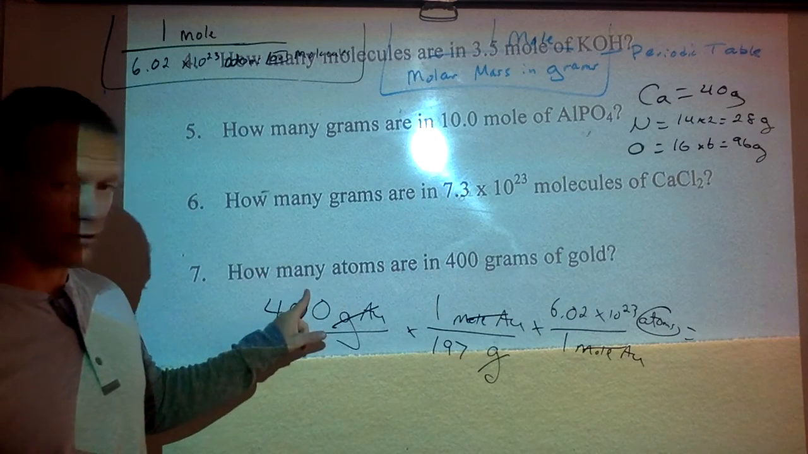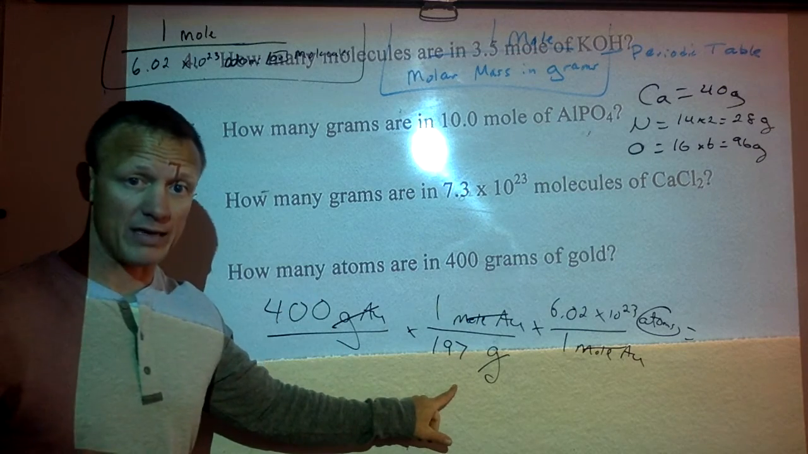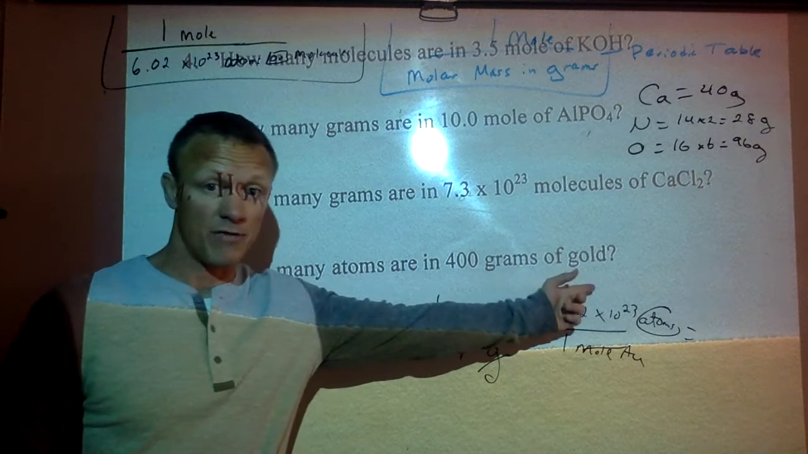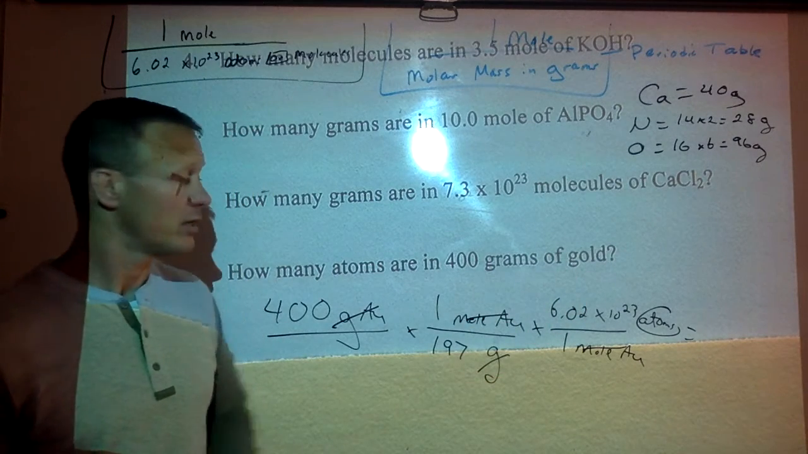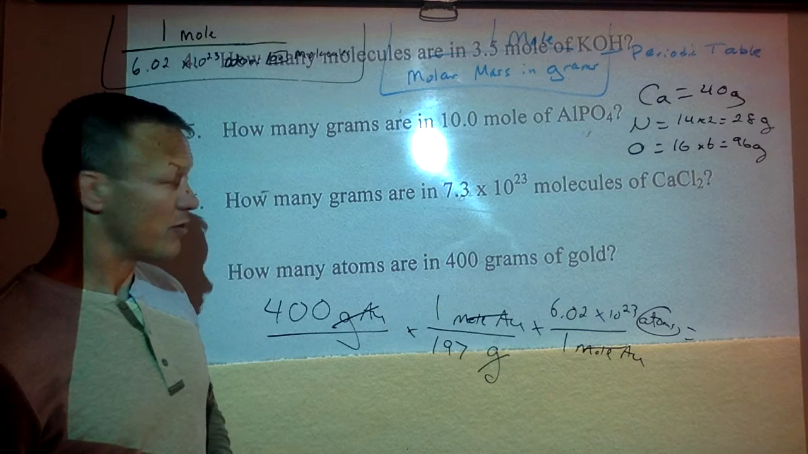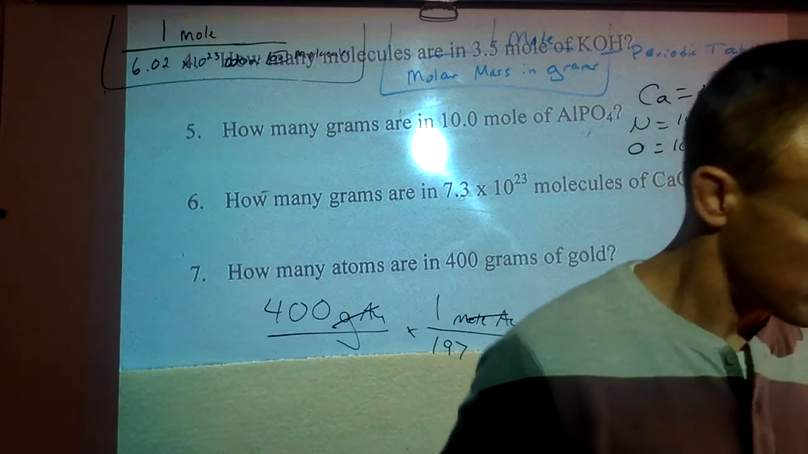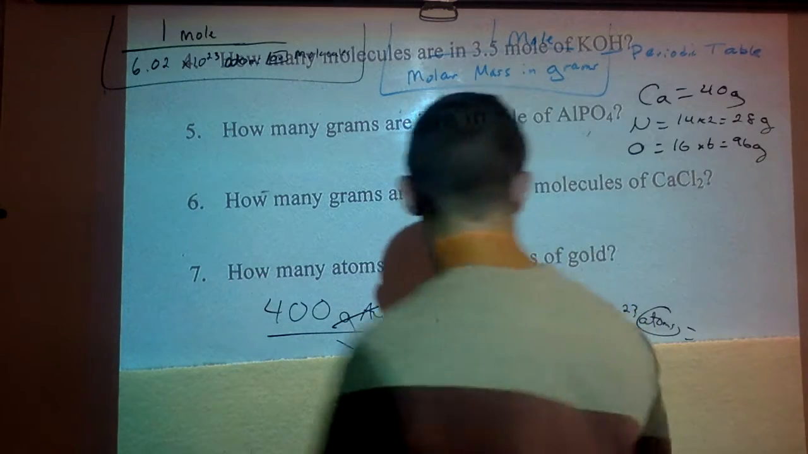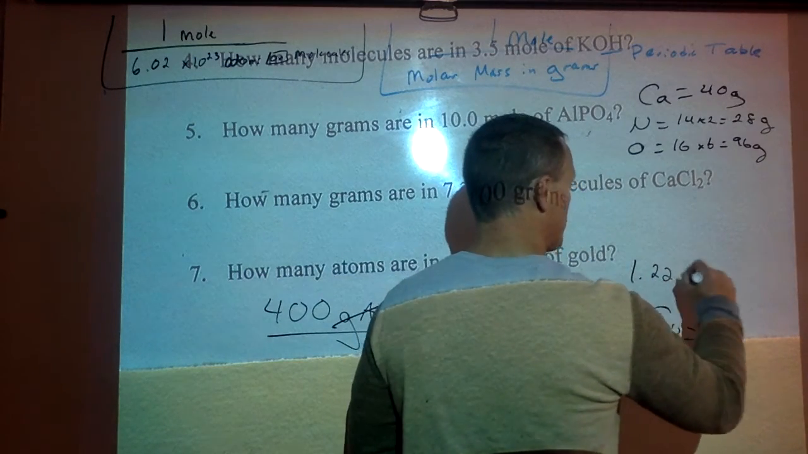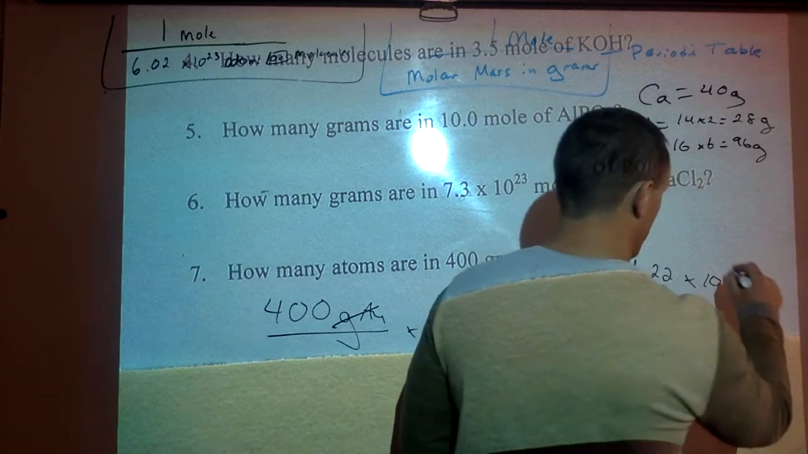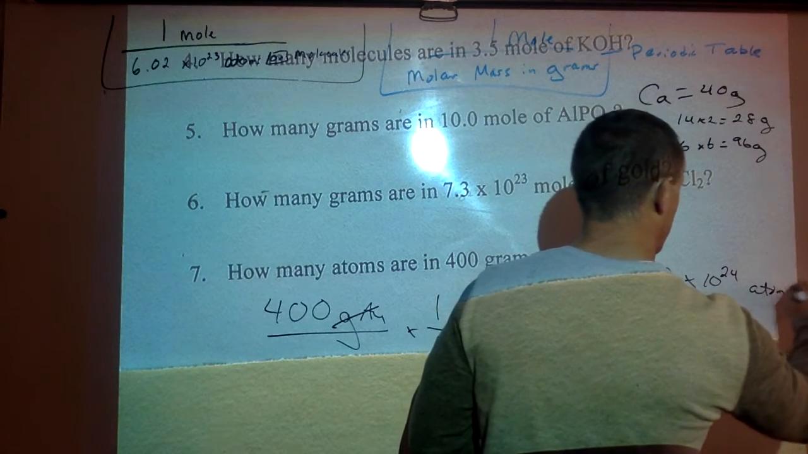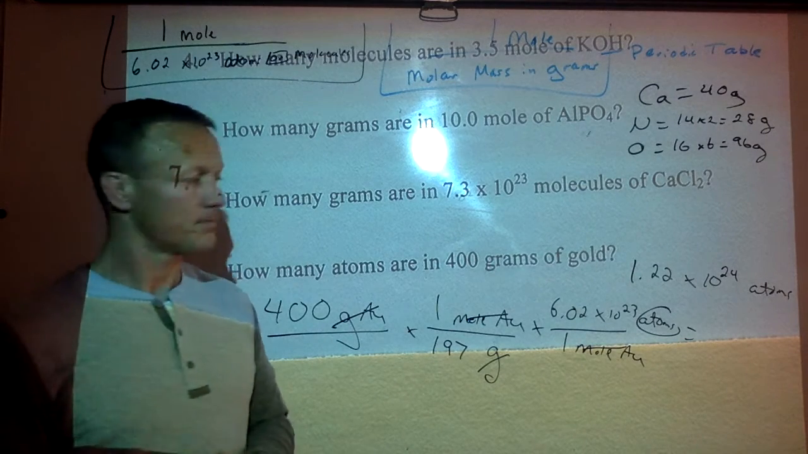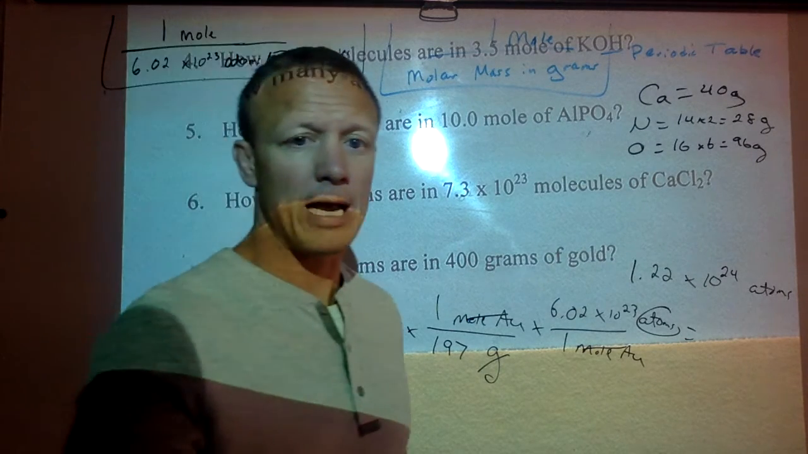So we're multiplying 400, dividing by 197, and multiplying by Avogadro's number. It doesn't matter what order you do that in. You can take 400 times Avogadro's number, then divide by 197. Your answer should be in scientific notation. Your answer there is 1.22 times 10 to the 24th atoms. There's a lot of atoms in a 400 gram sample of gold. That's all I got. Good luck.